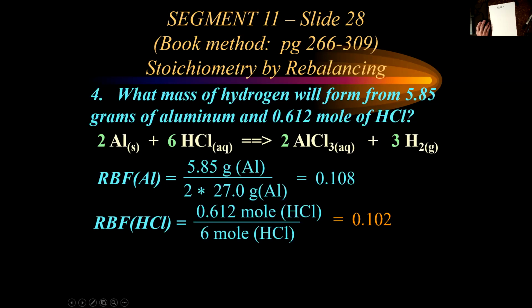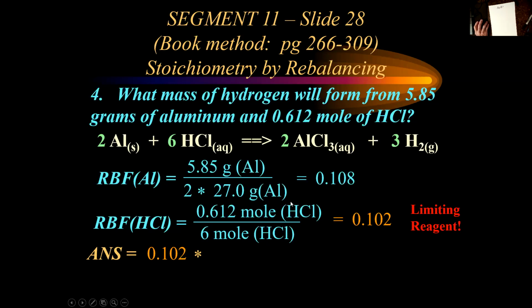Okay, I've highlighted that one because 0.102 is less than 0.108. There's the limiting reagent. We already know what it is. Okay, how do we now get the answer? We multiply through by the limiting reagent. That's the one that's going to be used up first. So when all of your hydrochloric acid is gone, you're not going to use the rest of your aluminum. You're just going to use what it took to use up all of the hydrochloric acid.